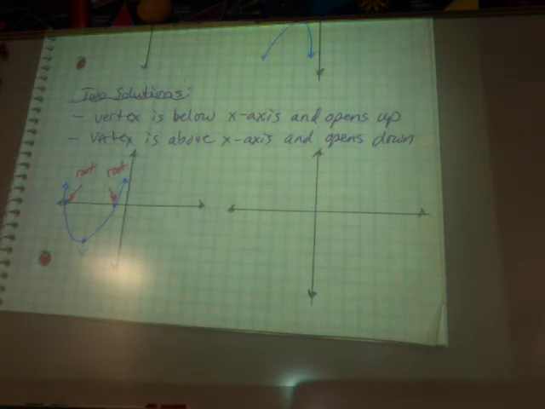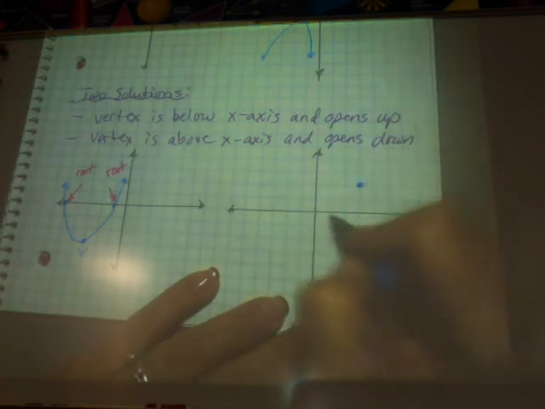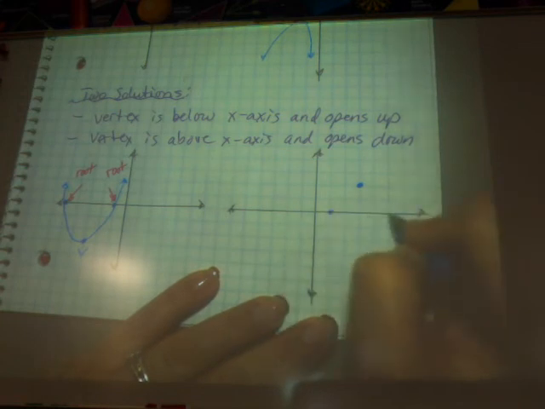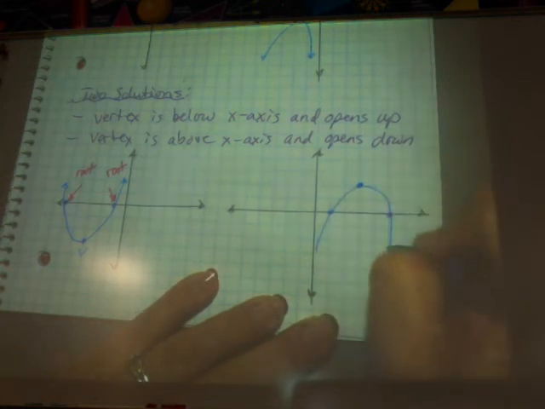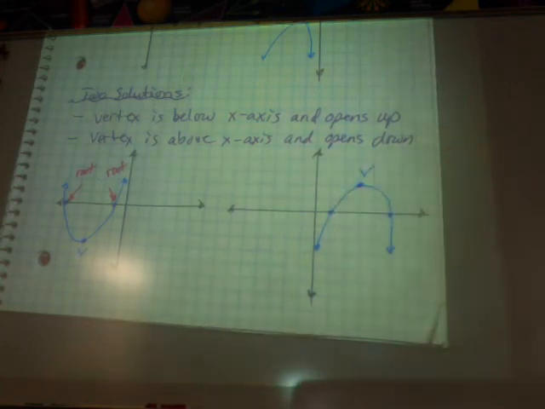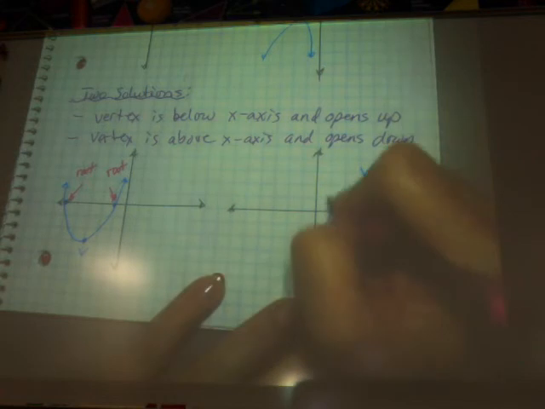Or your vertex could be above the x-axis. And then your roots might be here and then here. What a beautiful parabola I just drew. Awesome. Just pat myself on the back. All right, so there's my vertex, and then this right here would be considered my roots. So there's one root, and there's the other root.